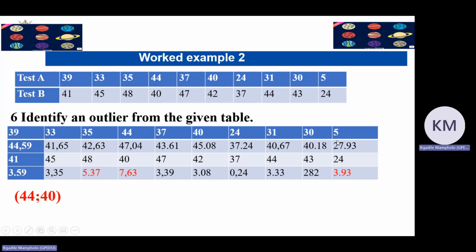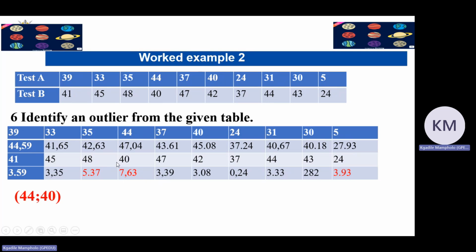The estimated mark of test B when the mark of test A is 5 is 27,93. So it means this 27,93 is the estimated mark of test B when test A is 5. Then the actual mark of test B when test A is 5 is 24. Then you find the difference. The difference is 3,93. So out of the three, the one that has a greater difference is an outlier.